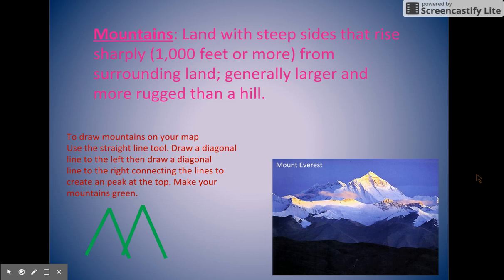To draw mountains on your map, use the straight line tool. Draw a diagonal line to the left, then a diagonal line to the right, connecting the lines to create a peak at the top. Make your mountains green.